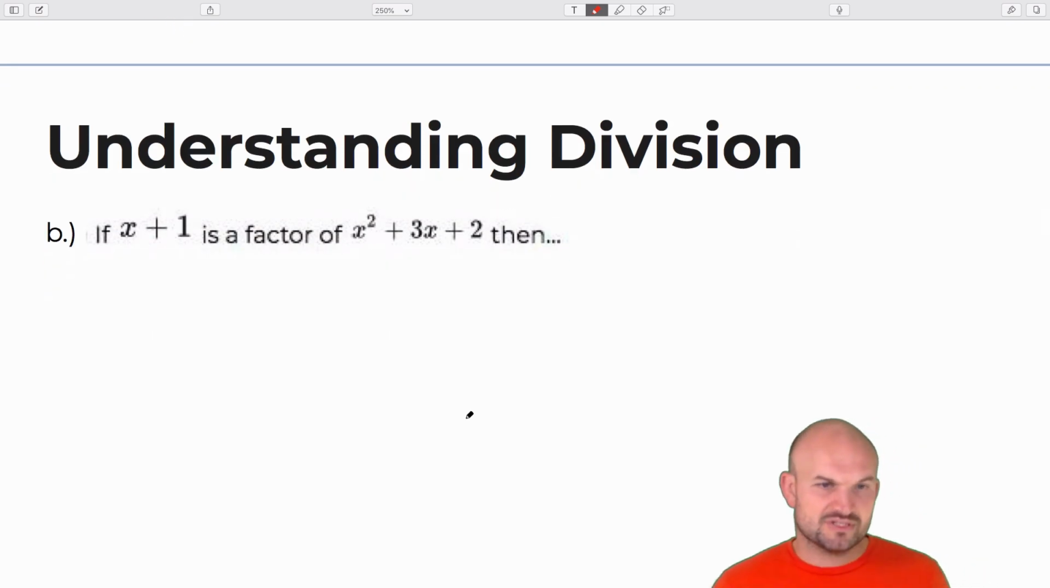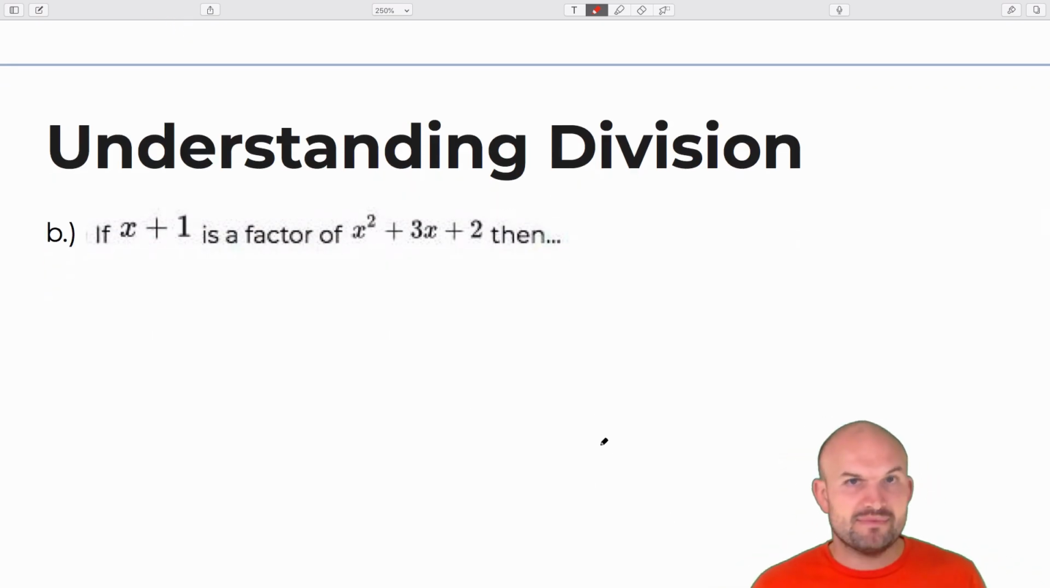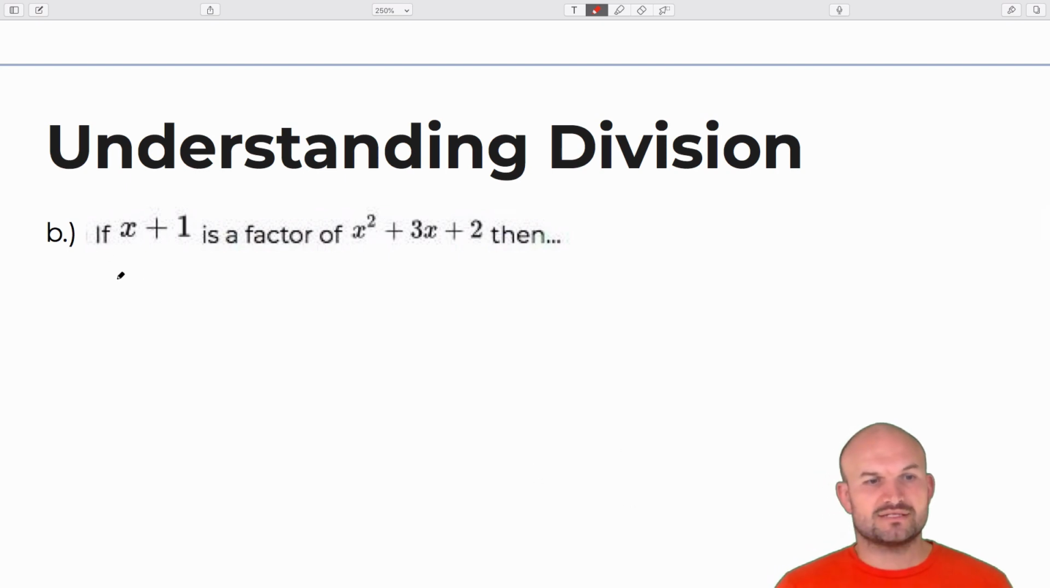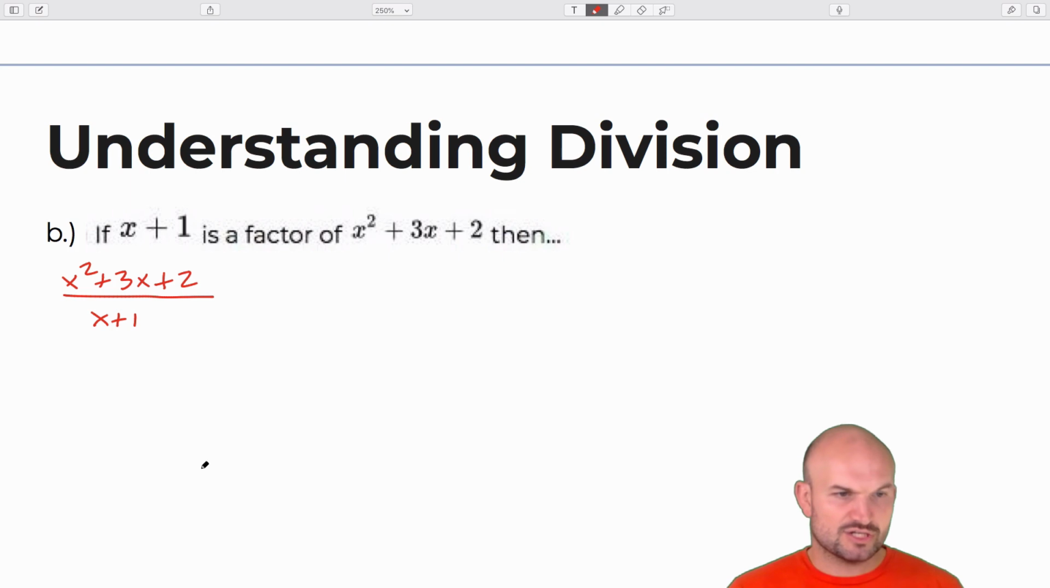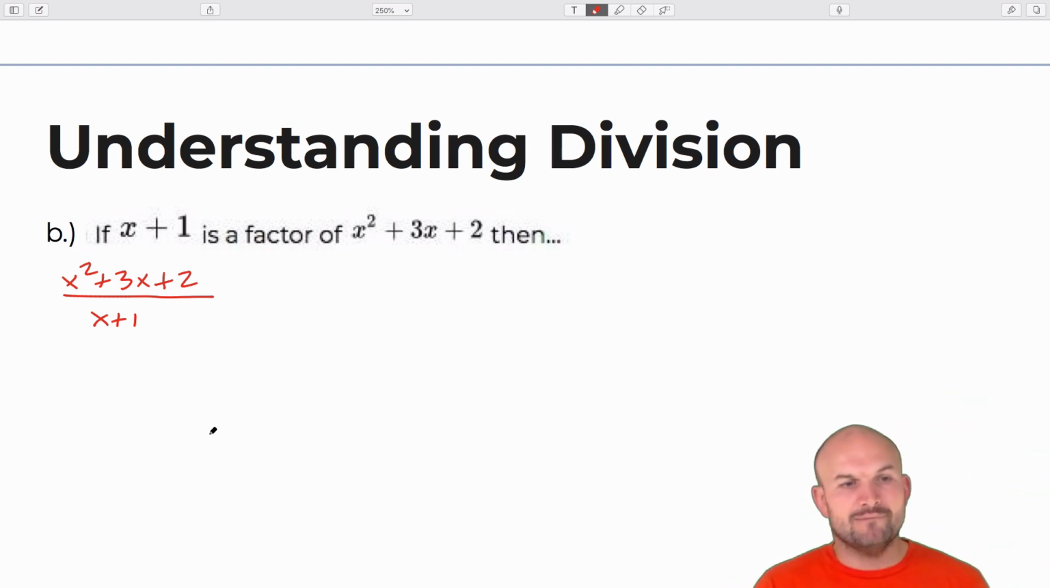So if I say x plus 1 is a factor of x squared plus 3x plus 2, that means I can divide x plus 1 into x squared plus 3x plus 2. So a way that we might write that would be x squared plus 3x plus 2 divided by x plus 1. Now, 3 divides into 12 4 times. That's pretty obvious for most students to remember. How many times does x plus 1 divide into this? Well, that might not be as obvious for students, but we've done problems like this before where we can simplify this. I recognize the trinomial here.